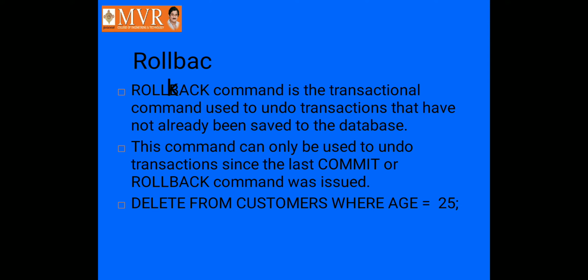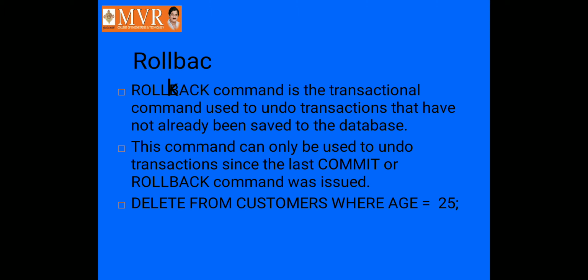Rollback. The rollback command is the transactional command used to undo the transactions that have not already been saved to the database. So if you have saved to the database, that will not come back with rollback. This command can only be used to undo the transaction since the last commit or rollback command was issued.